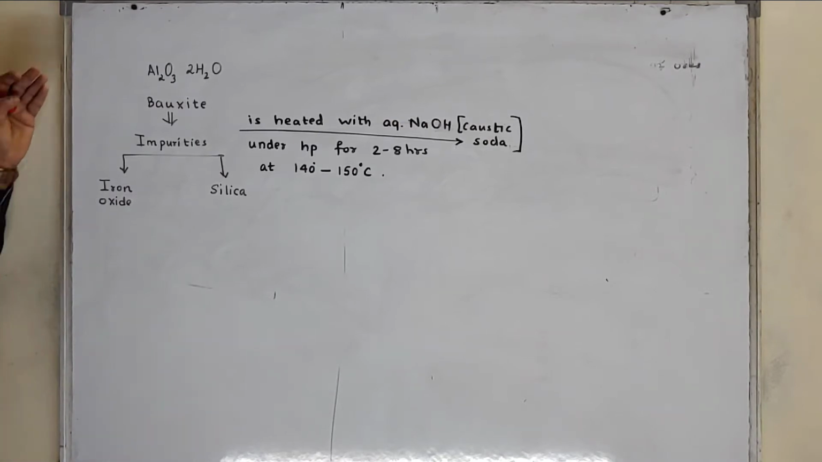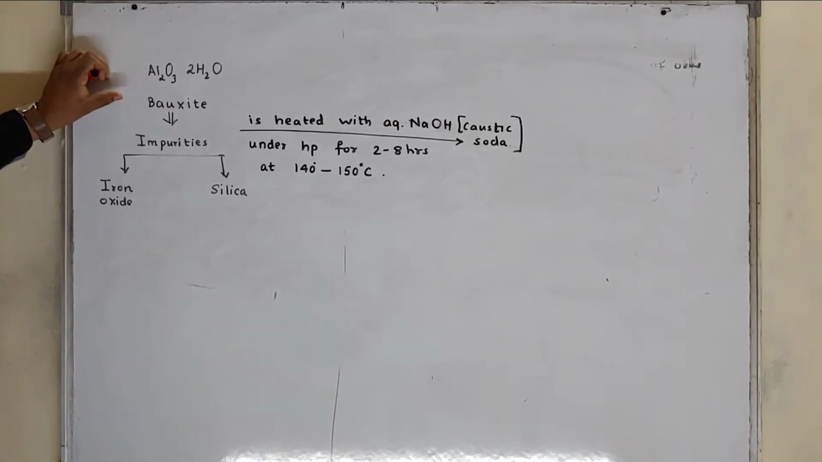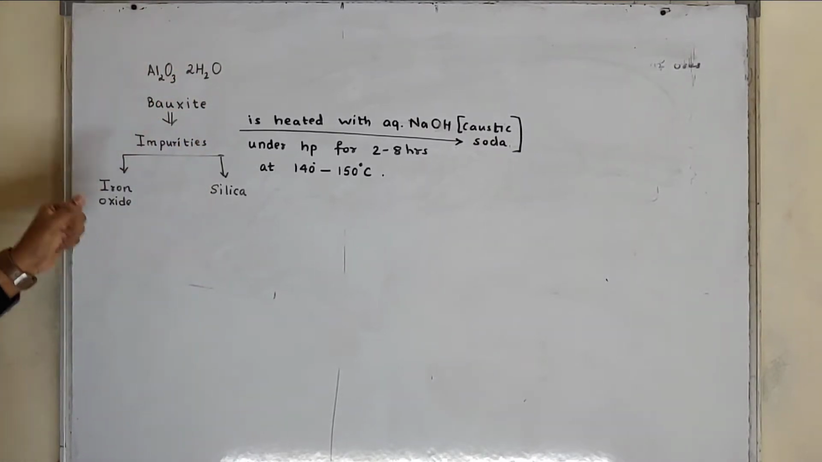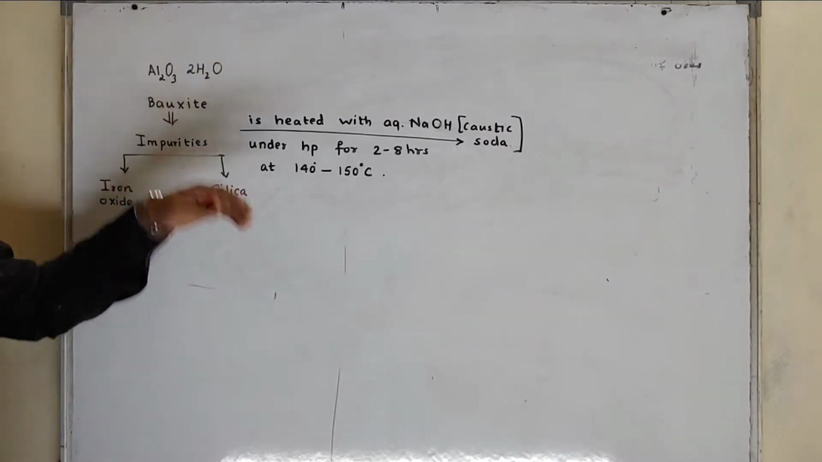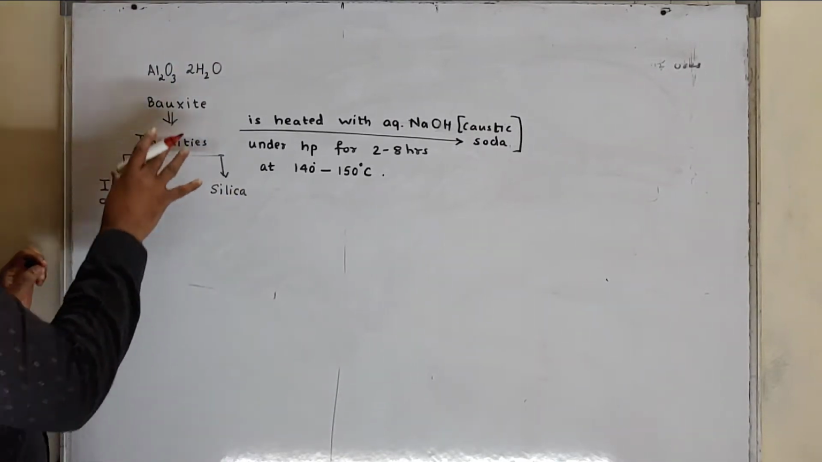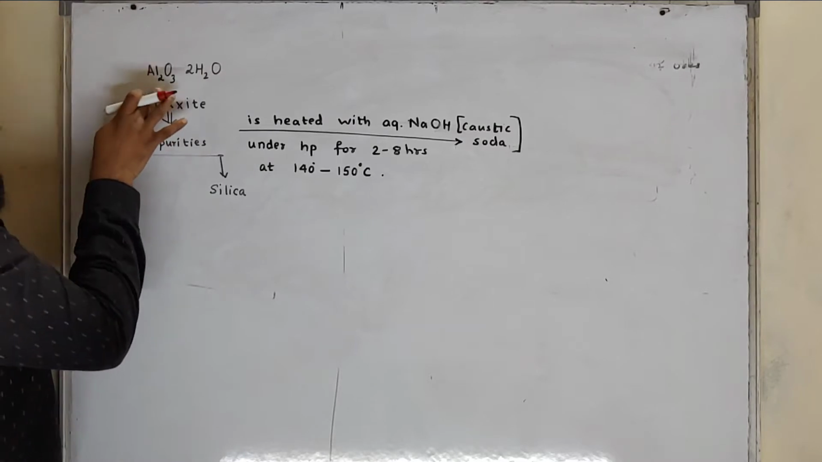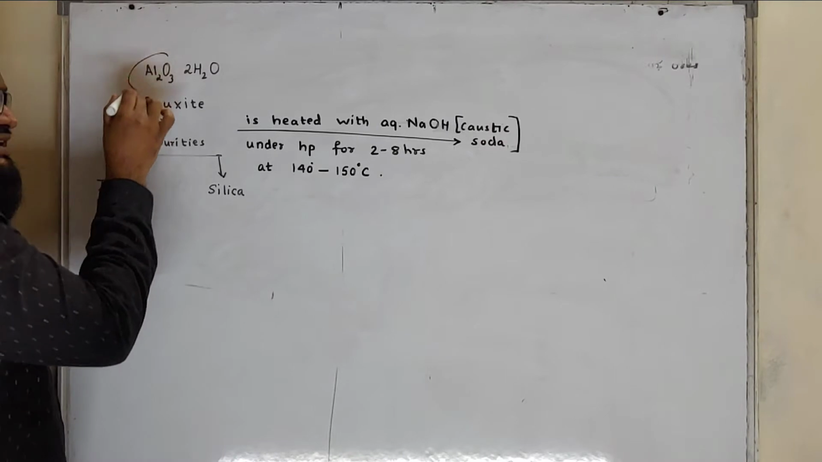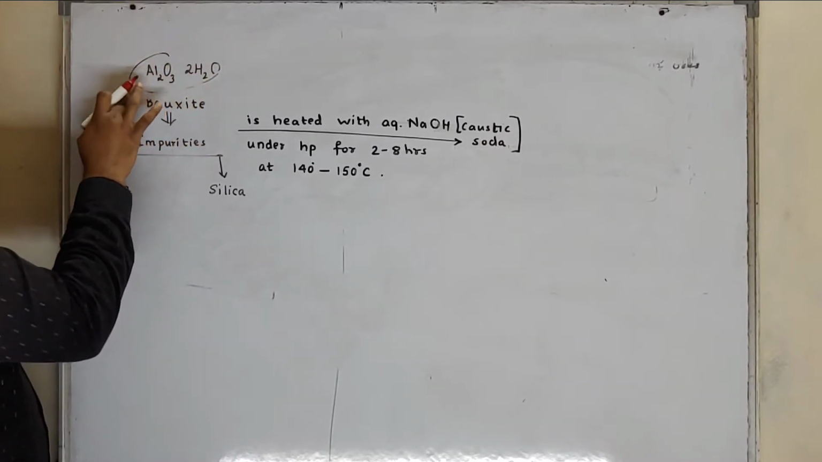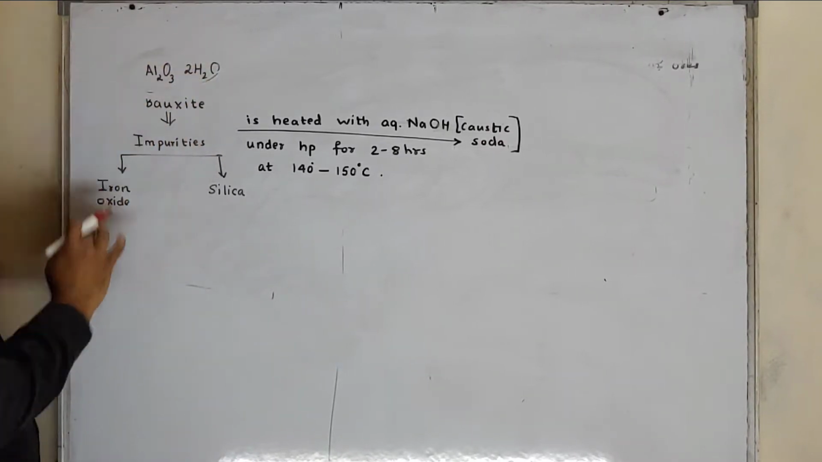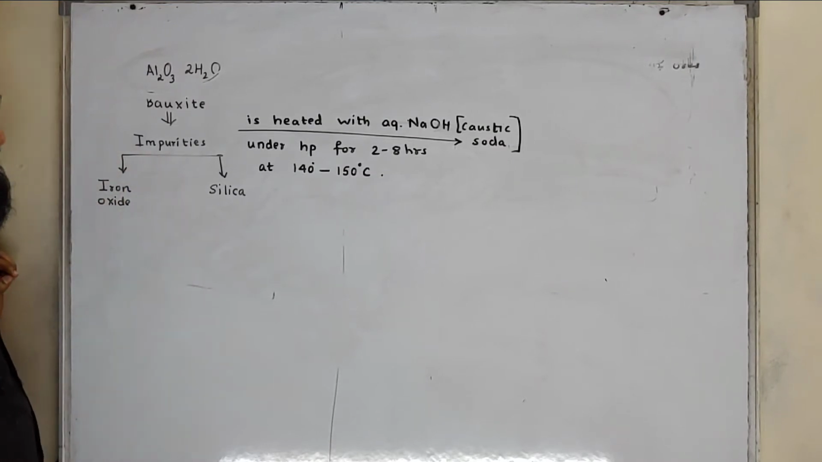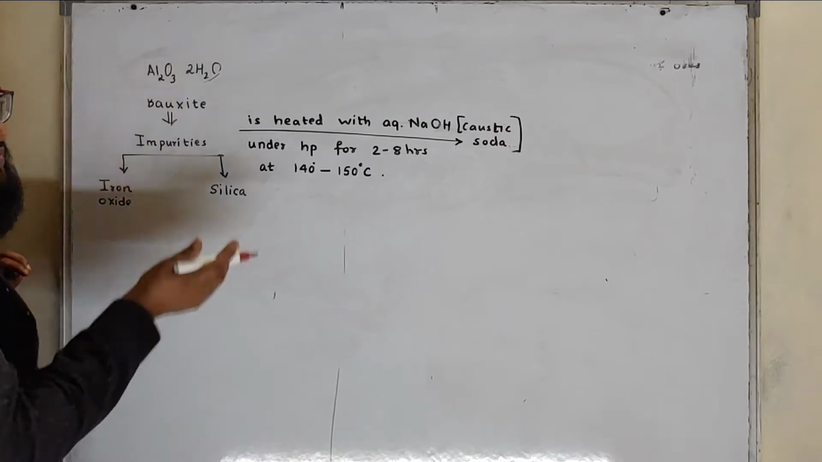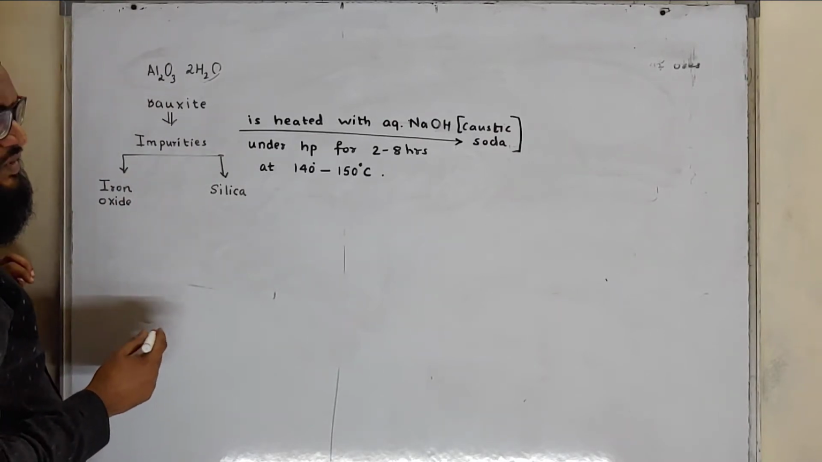We'll repeat again. Bauxite is the main ore of aluminium. Bauxite contains impurities like iron oxide and silica. The entire ore is powdered and crushed and heated with aqueous sodium hydroxide. Now the entire ore contains what? Al2O3, iron oxide and silica. We need to remove these impurities and finally we have to get only Al2O3, concentrated Al2O3, after the removal of impurities. Now what will happen?